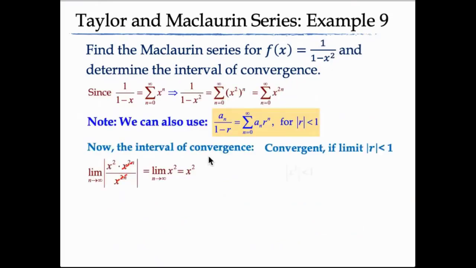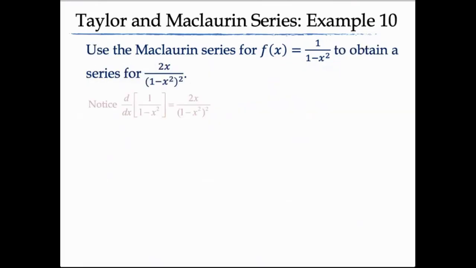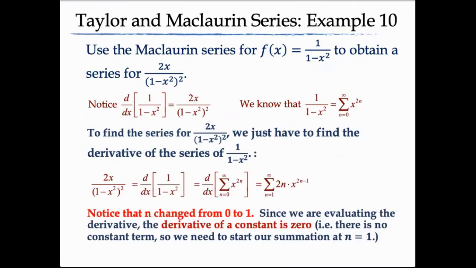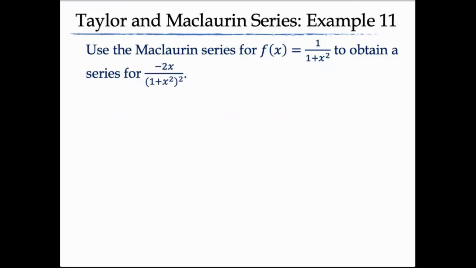It's still 1 for 1 over 1 minus x squared, because remember, I'm just substituting x squared into my x's. Because 1 has no x's, the first term is still 1, okay? So that being said, we're not going to start at 0. We're going to start at 1 when I get my next series here. All right?